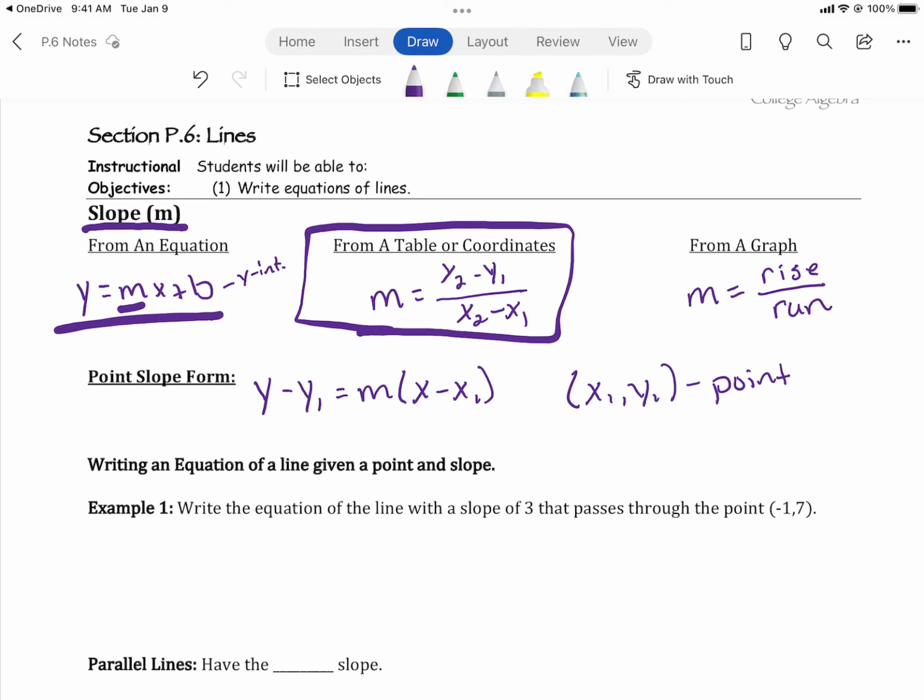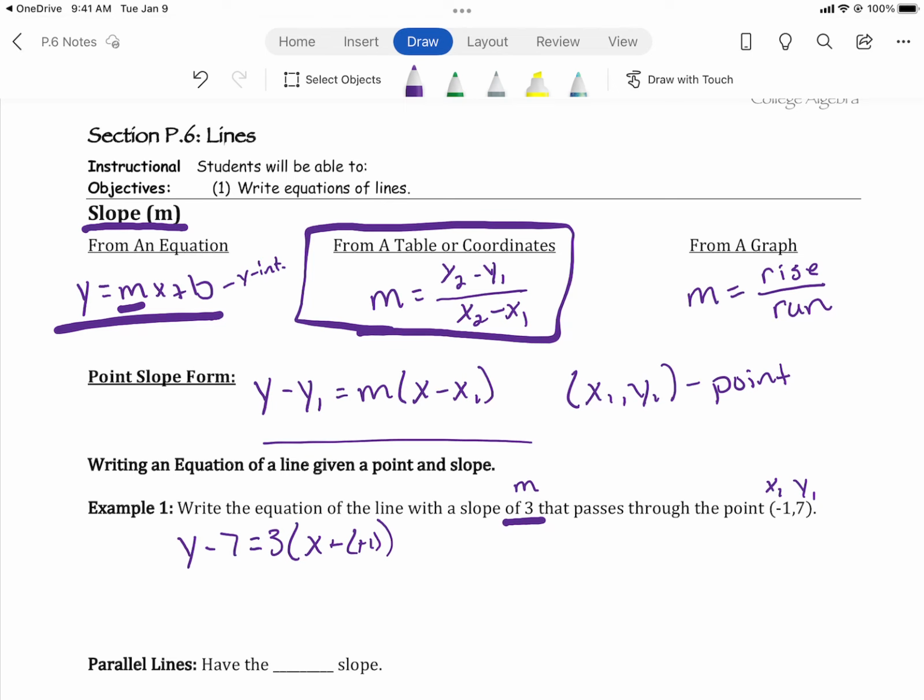So if I look at the example right here, we're going to write an equation that has a slope of 3, so remember this is our m, that passes through the point at -1, 7, so -1 would be x1, and 7 would be our y1. We're going to substitute those three things into our point slope form up here. So I would have y minus our y1 of 7 equals m, our slope of 3, times x minus our x1 of -1. So remember, when you're subtracting a negative, that's actually going to be adding, so it's the opposite.